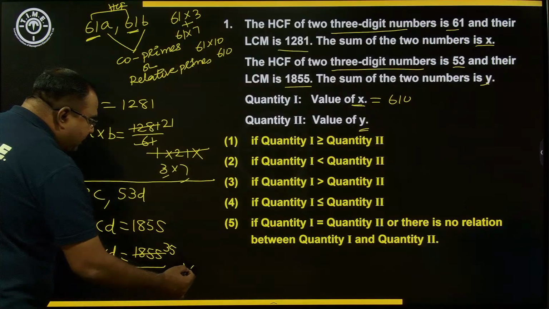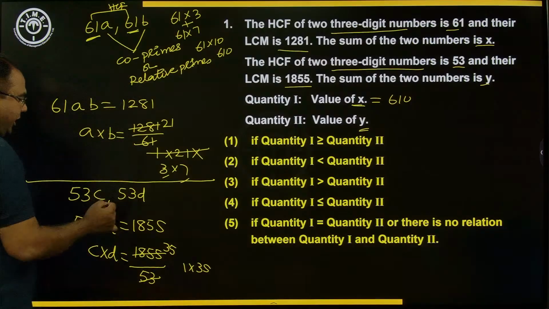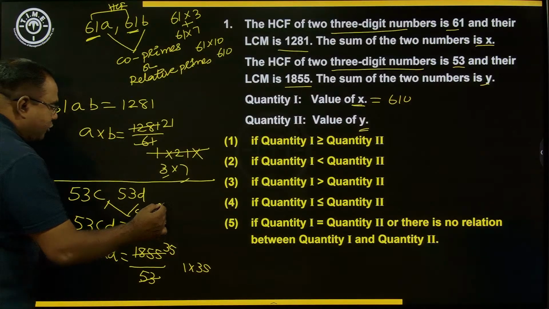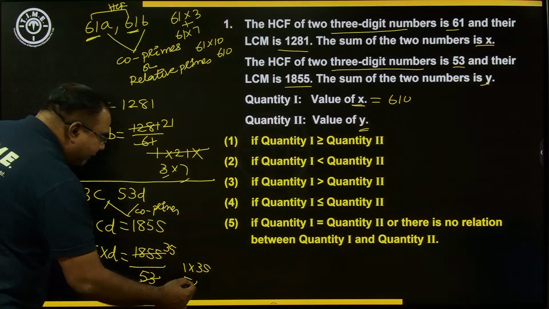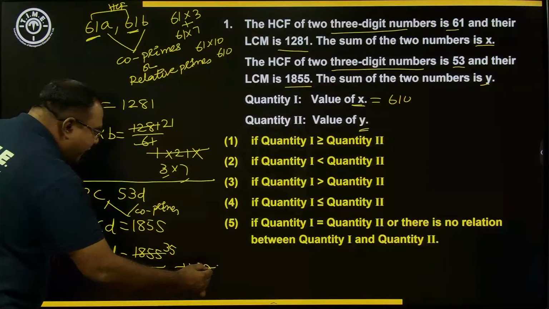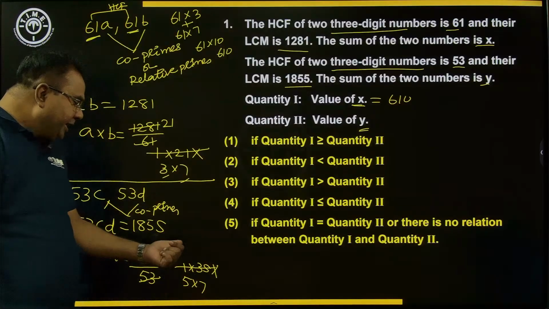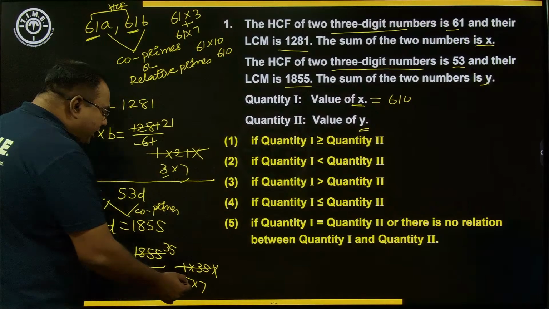35 means the possibilities are 1 into 35. You know that these two are co-primes, right? C into D have to be co-primes, because 53 is HCF, there is no other common factor. So 1 into 35 is one possibility. 5 into 7 is second possibility. 1 into 35 is ruled out because 53 into 35 will be a 4-digit number. He is saying in the question that it is a 3-digit number. So the only possibility is 5 and 7.